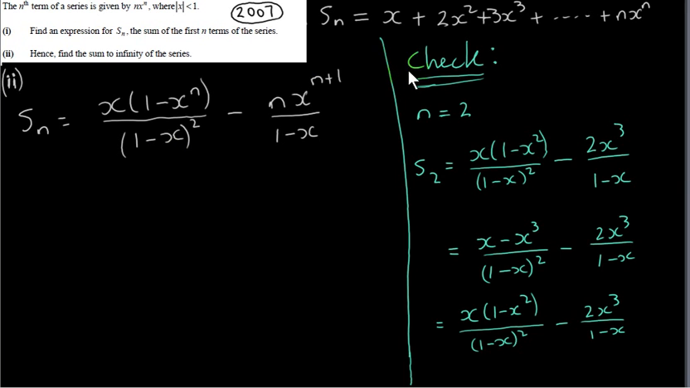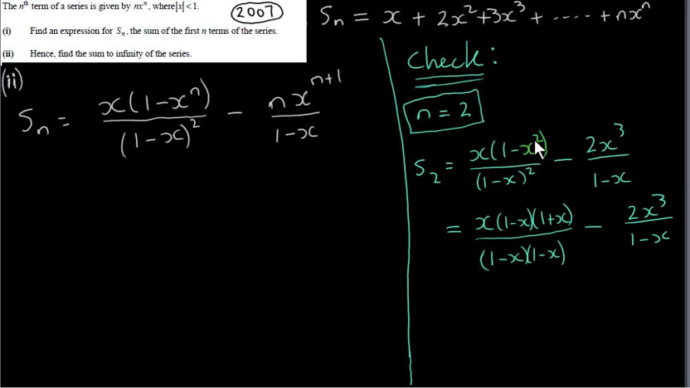Now, here I've done a check of this formula for n equals 2 only. Of course, it's true for all values of n. So I just did this as an exercise here. So you just plug 2 in for n. So we get x times 1 minus x squared all over 1 minus x all squared here from this formula, minus plugging 2 in here, we get 2x to the power of 2 plus 1, or 2x cubed over 1 minus x.